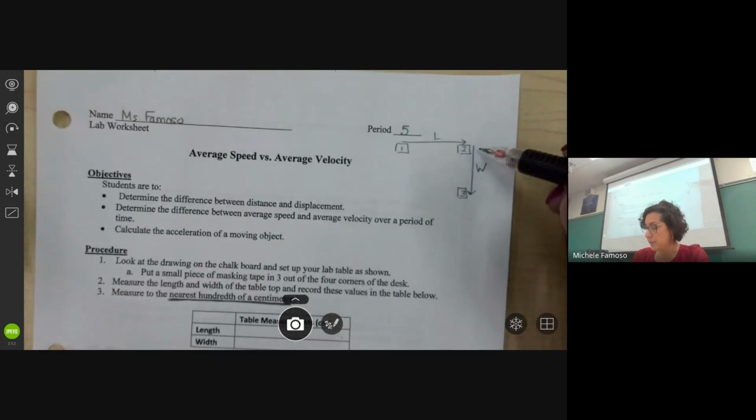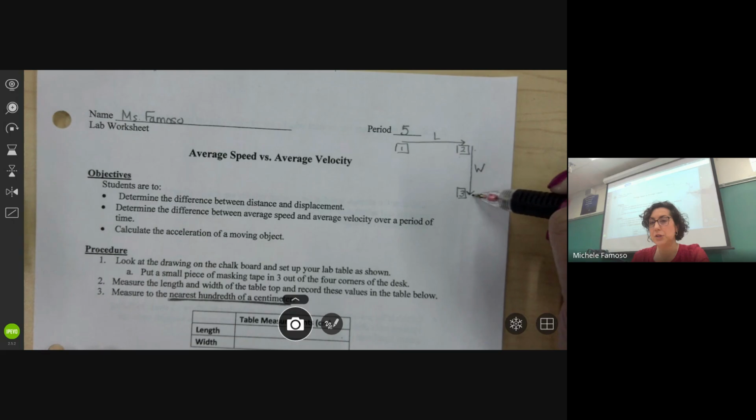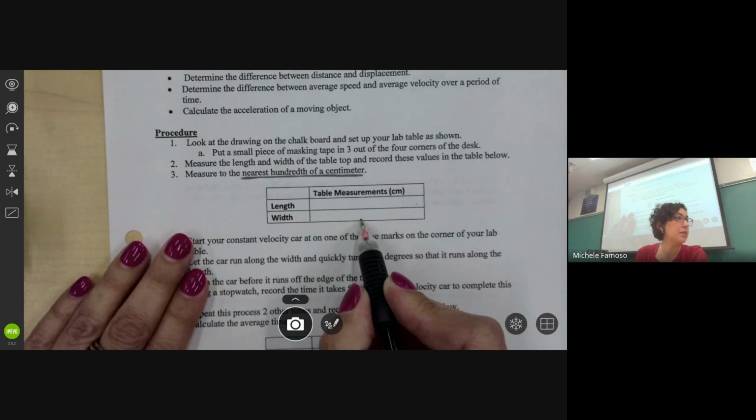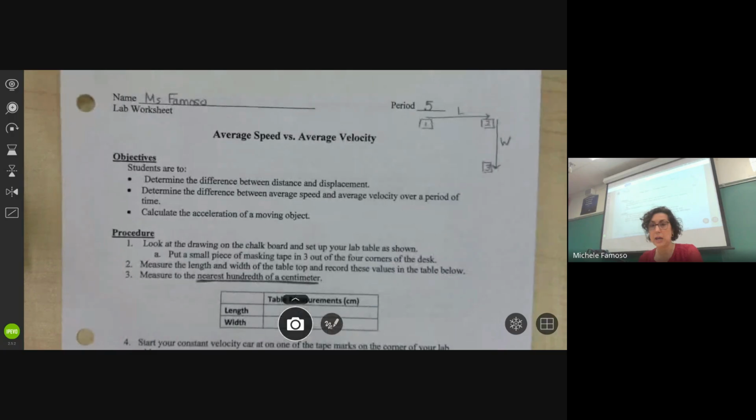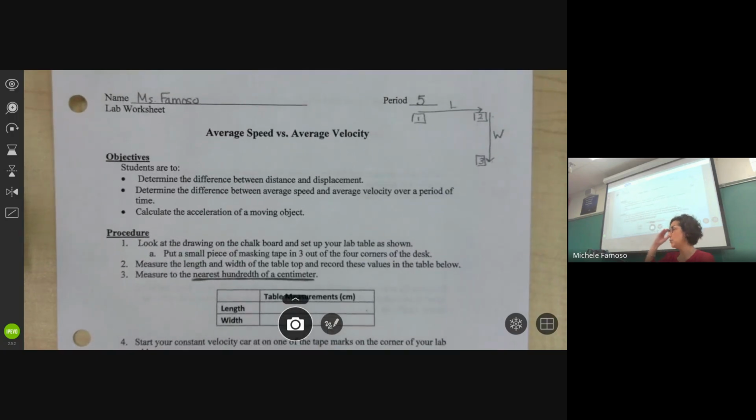And then you're going to do the same thing from the middle of tape 2 to the middle of tape 3 with those 2 meter sticks and record it as the width. You follow what I'm asking you to do? Let's just do that. And then once everybody has that, we'll walk through with the buggies and timing and so forth. So let me break you guys up into groups.